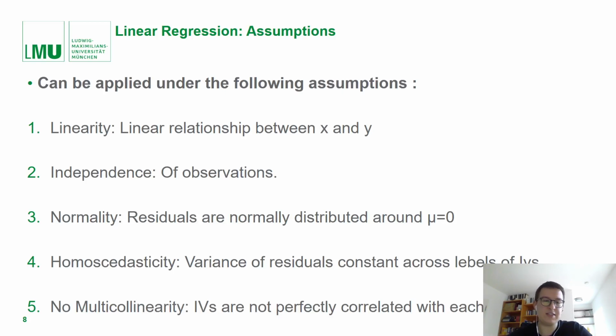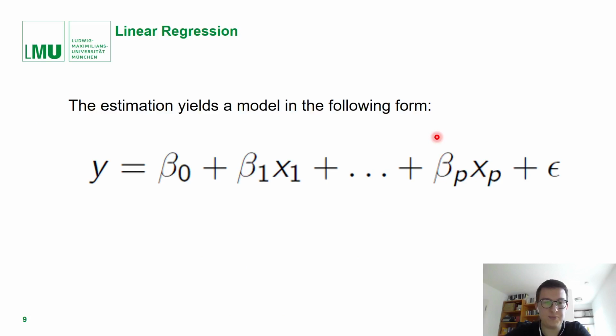And then the fifth and last assumption is no multicollinearity, which means that the independent variables are not perfectly correlated with each other. In theory, it might be that two variables have a perfect correlation, and if we have that, it violates this assumption of linear regression.